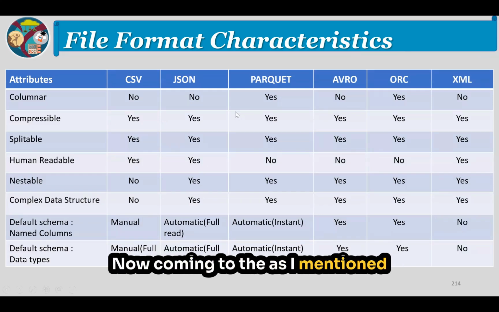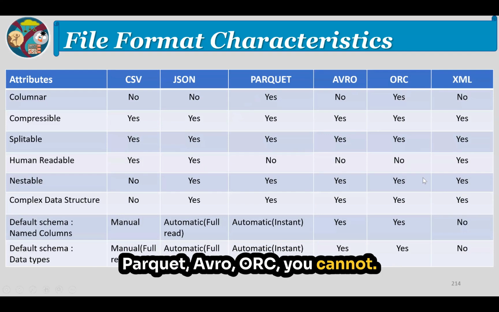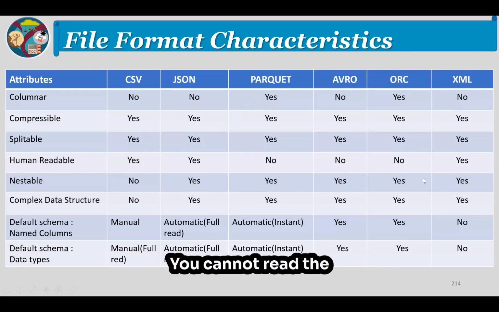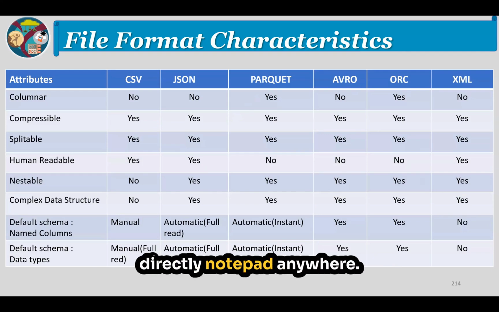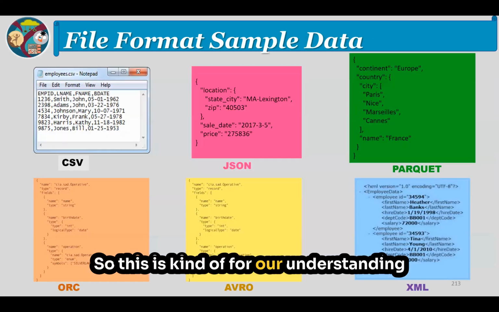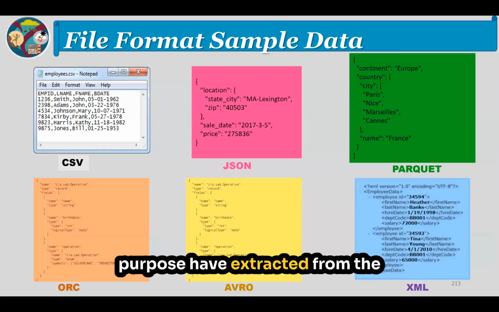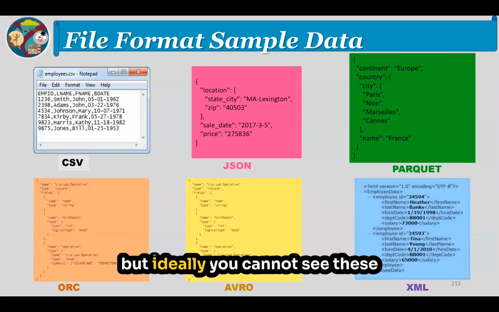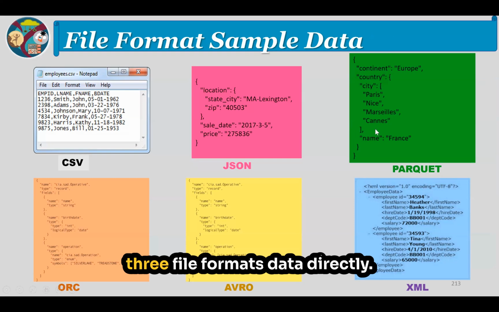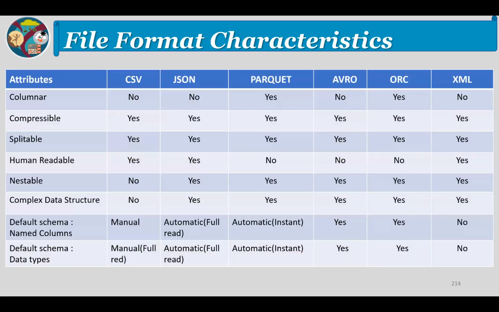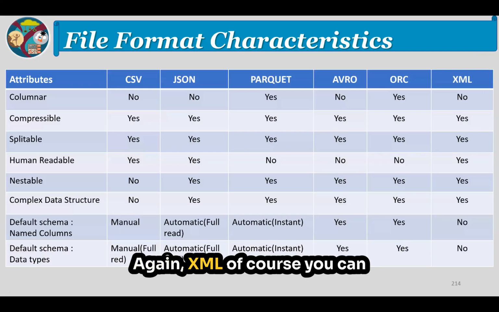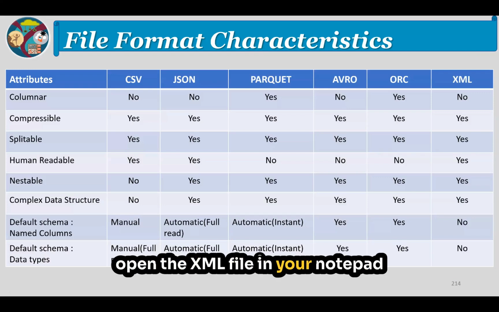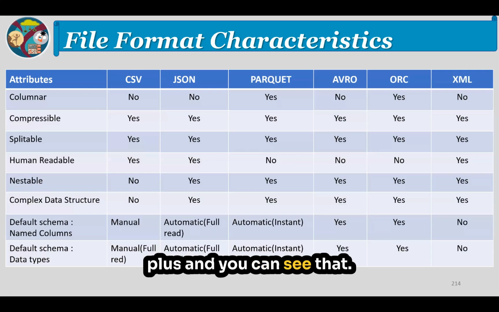Now, as I mentioned, Parquet, Avro, ORC: you cannot open those files themselves. You cannot read them directly in Notepad anywhere. For our understanding purpose, I have extracted the data from that format and kept it in another format, but ideally you cannot see these three file formats' data directly. XML, of course, you can open in Notepad++ and see.